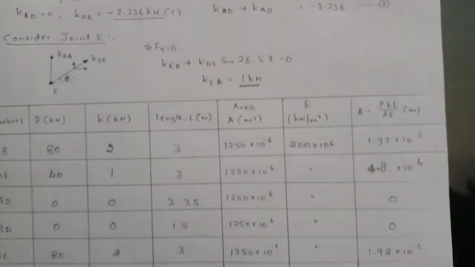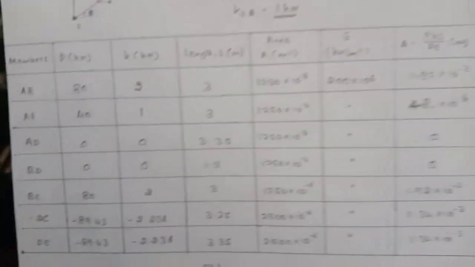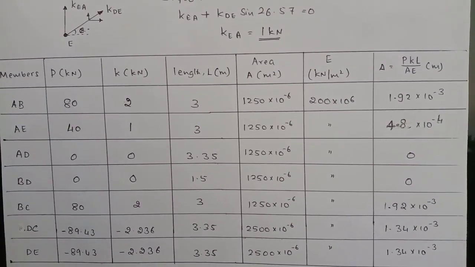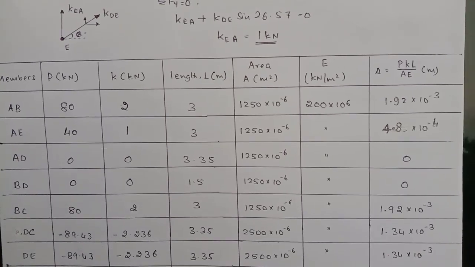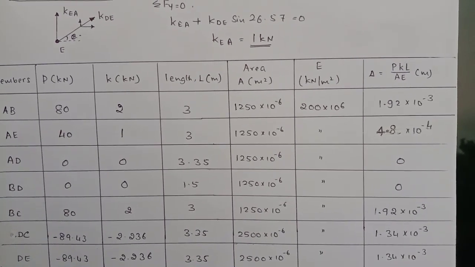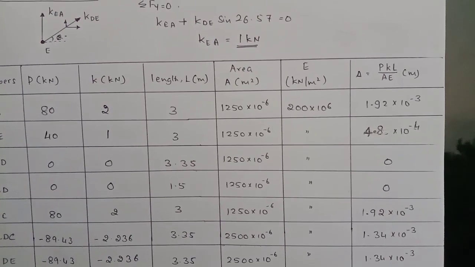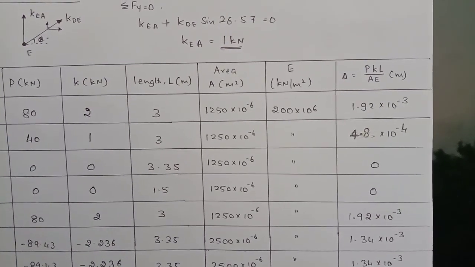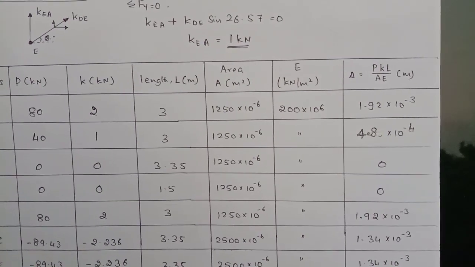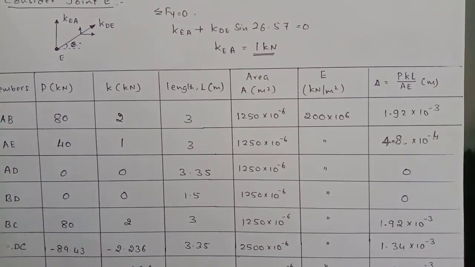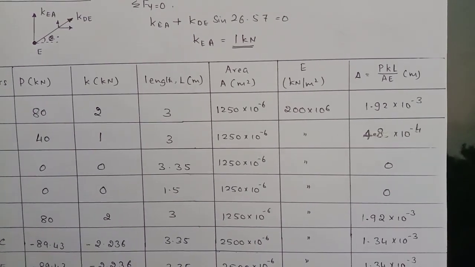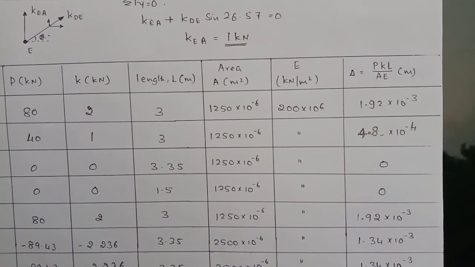Now let us draw a table, very important table. So here totally you can have 7 components. One is a member, another one is P, next one is K, the length L, area A, E in terms of kilonewton per meter square, and delta is equal to PKL divided by AE. Always remember, P and K should be in kilonewtons, length should be in meters, area should be in meter square, E should be in kilonewton per meter square.